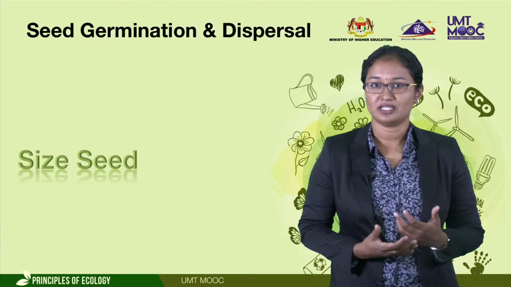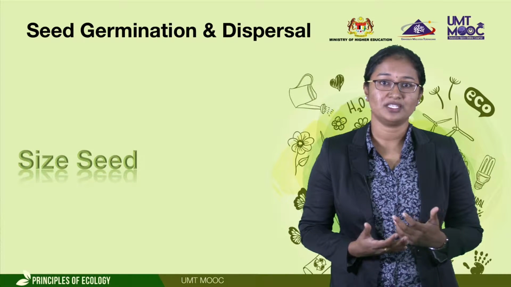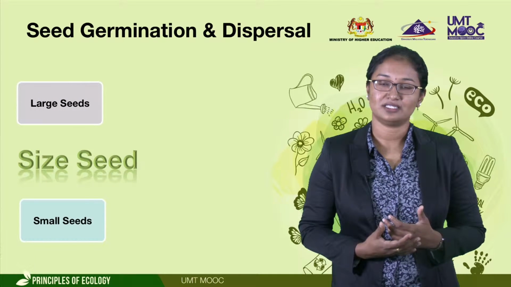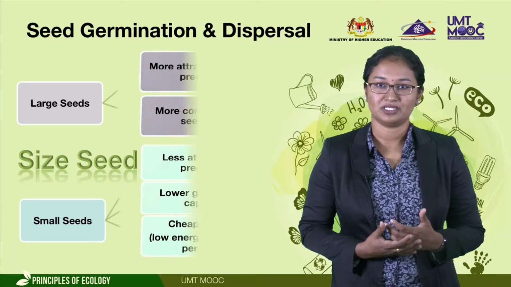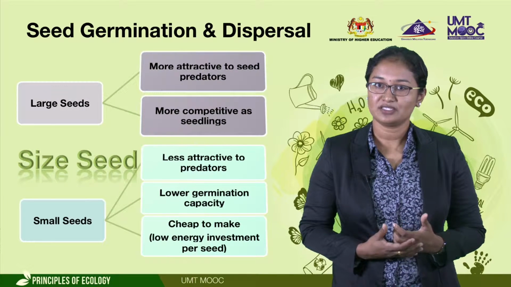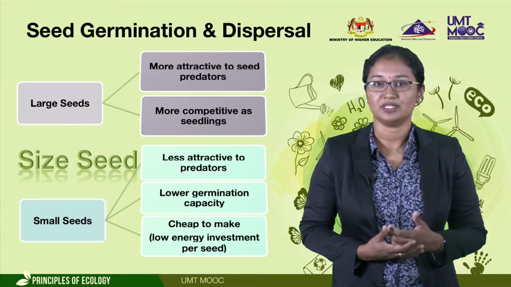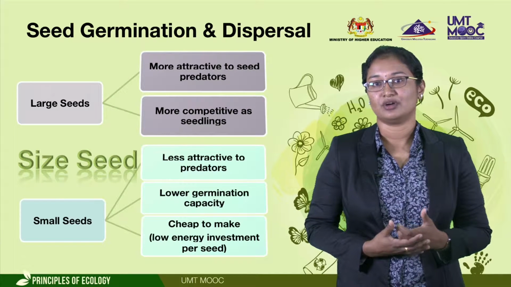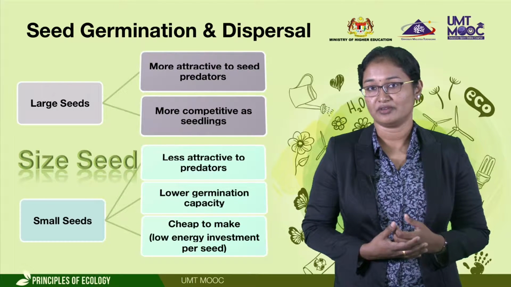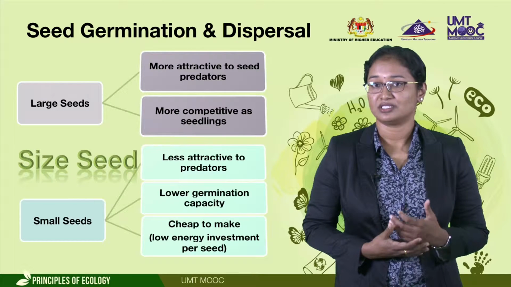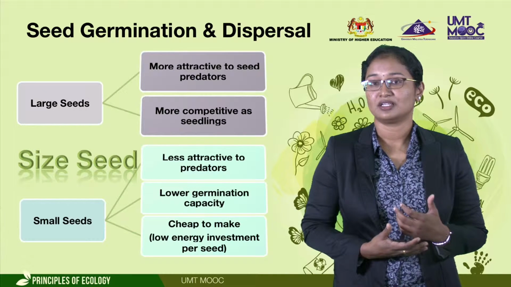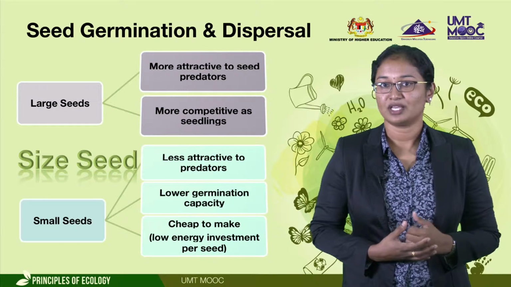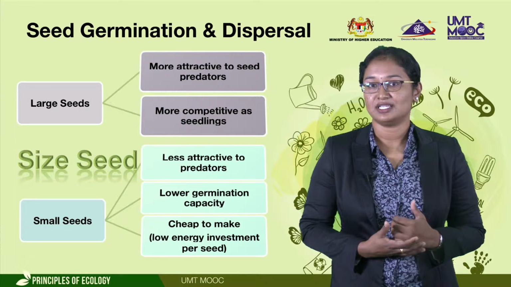Seed germination and dispersal. There are pros and cons when we discuss seed size. Larger seeds will easily attract seed predators and will produce competitive seedlings. Smaller seeds will be less favored by predators and have lower germination capacity. Small plants produce a massive number of small seeds to survive in disturbed areas. The larger seeds produce taller seedlings due to energy reserves to boost seedling growth. The rapid growth helps seedlings to penetrate thick litter layers.